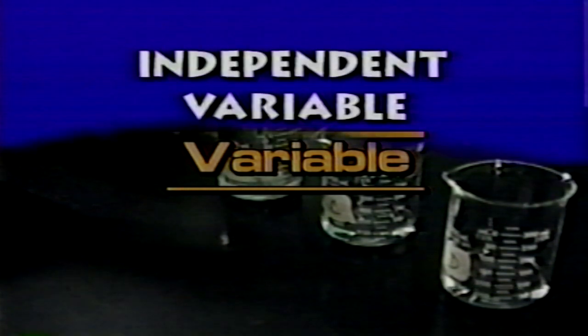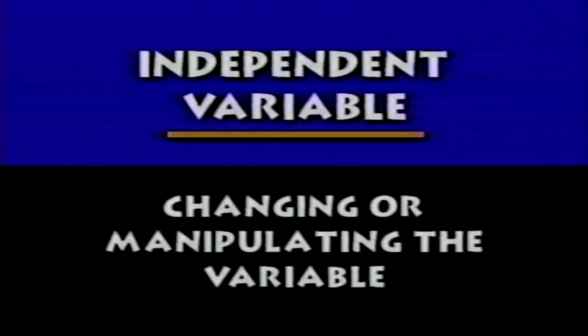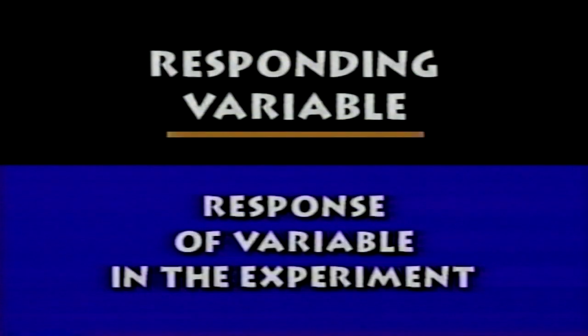We will purposely be changing the amount of salt in each beaker, and this is known as the independent variable of the experiment. We're looking for a response, or a dependent variable. This is what happens to the boiling point of the beaker with different amounts of salt.